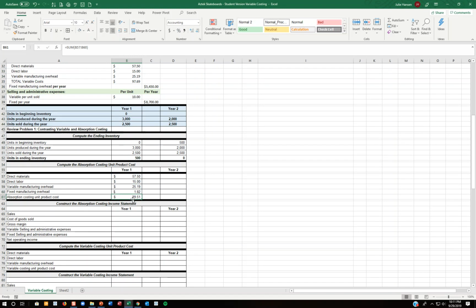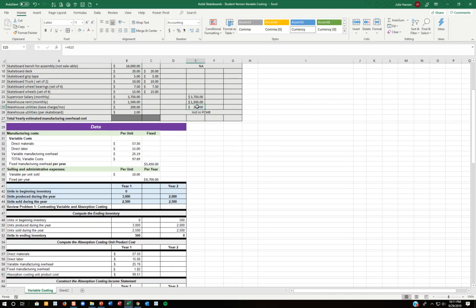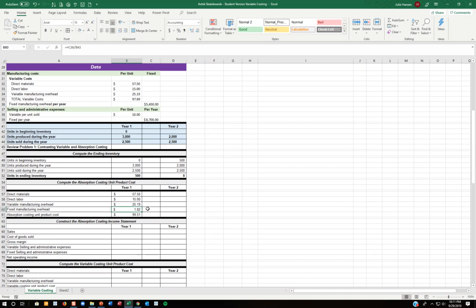I wanted to go back, but I'm not going to restart this entire recording just to show you, but I did up here forget the $200 in warehouse utilities, so the correct fixed manufacturing overhead is $54.50, which I have then taken, the $54.50, which is in cell C36, and divided it by how many we produced, which was 3,000. So I just wanted to make that clarification so you didn't go crazy.